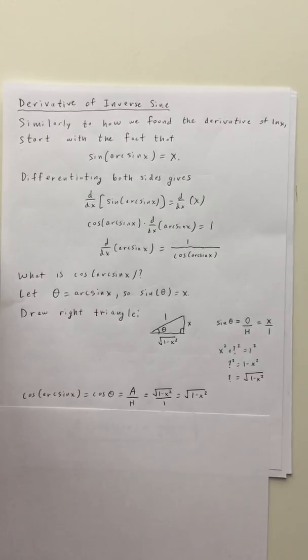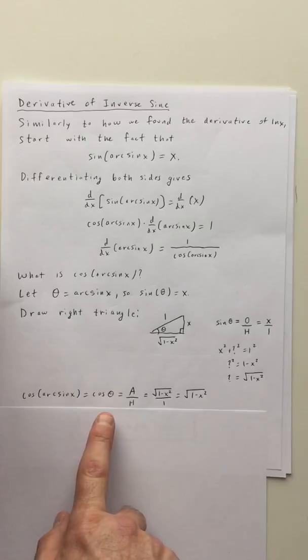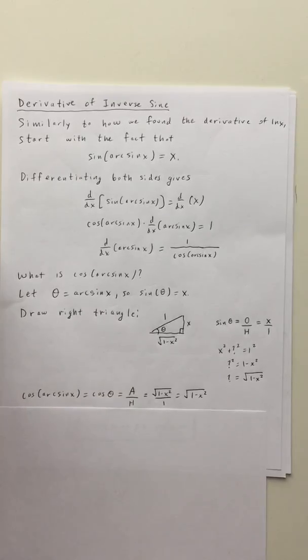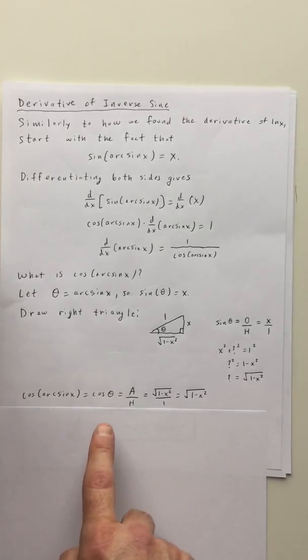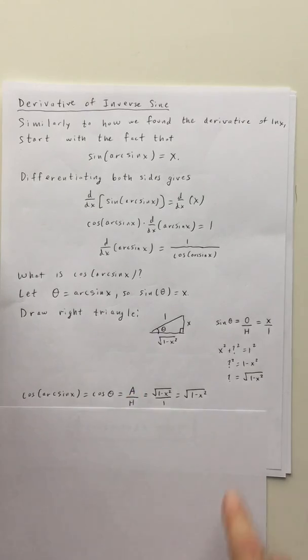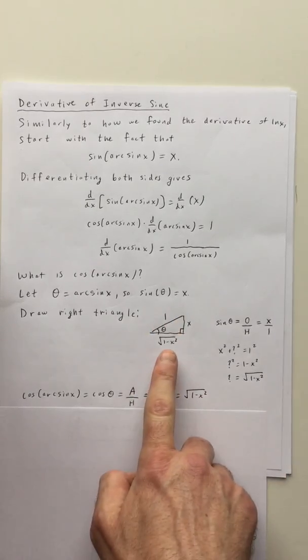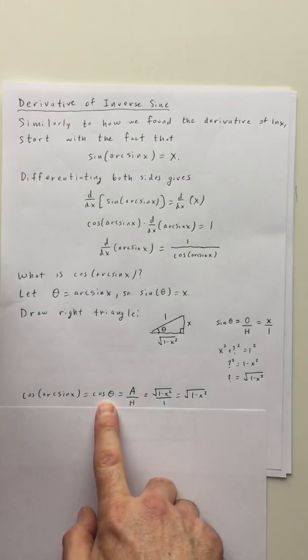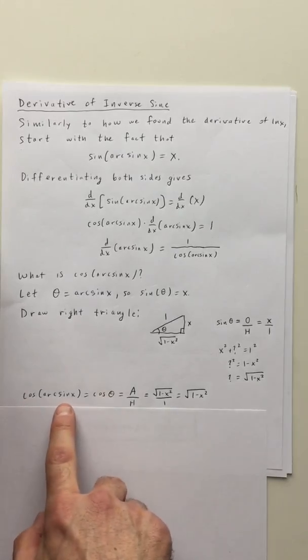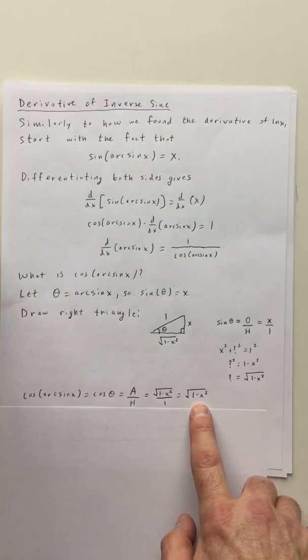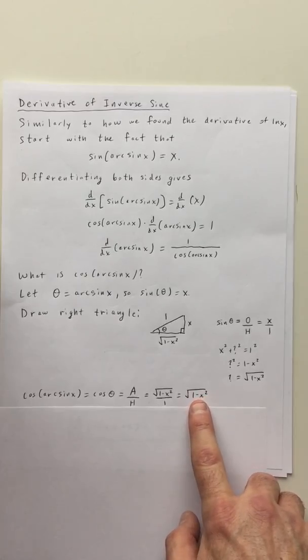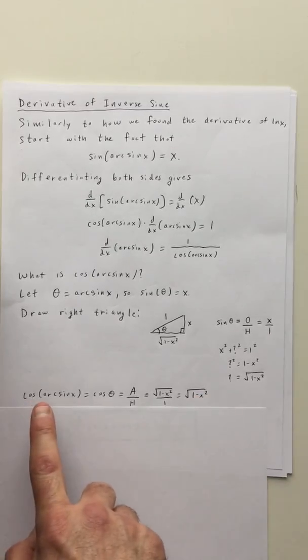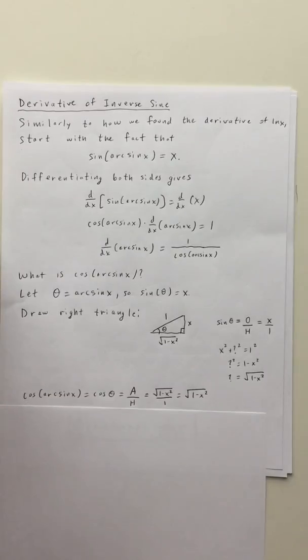Okay, so cosine of arc sine of x is the same thing as cosine of theta. Now again, remembering our right triangle trig, cosine is adjacent over hypotenuse. So if we look at our right triangle here, here's the adjacent side, here's the hypotenuse. So we get adjacent over hypotenuse, square root of 1 minus x squared over 1. And so the cosine of arc sine of x is the same thing as square root of 1 minus x squared. So this is a much simpler function to deal with than cosine of arc sine of x.